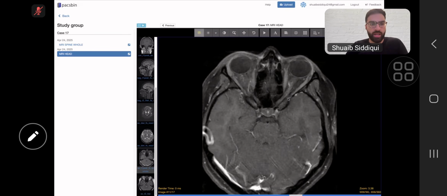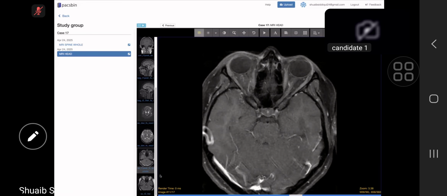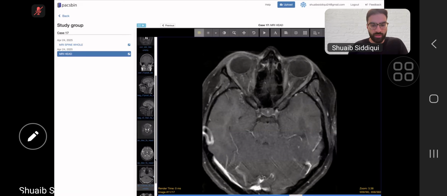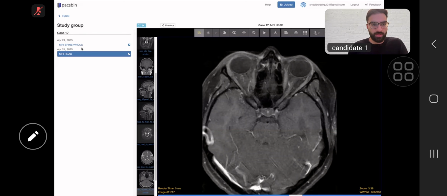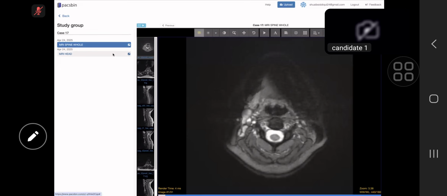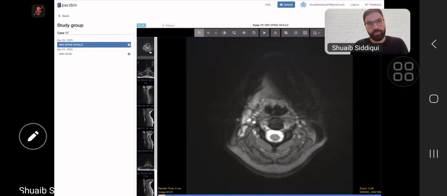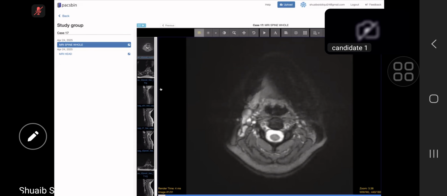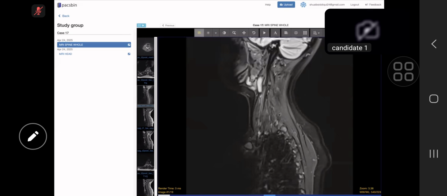Okay, that's fine. Let's move on. If you look at the MRI spine, please. Sure. Let me see if I can do it. So just stop moving the mouse. Which sequence would you like? A T2 STIR. Okay, you can scroll.